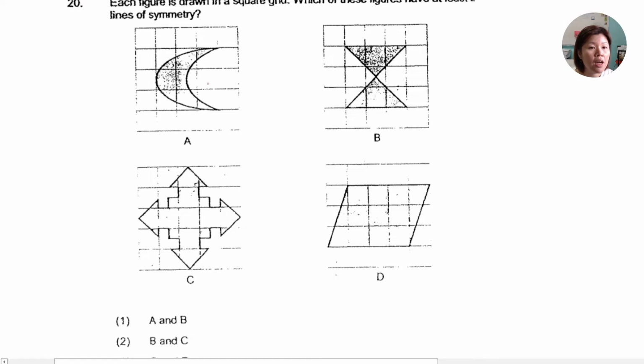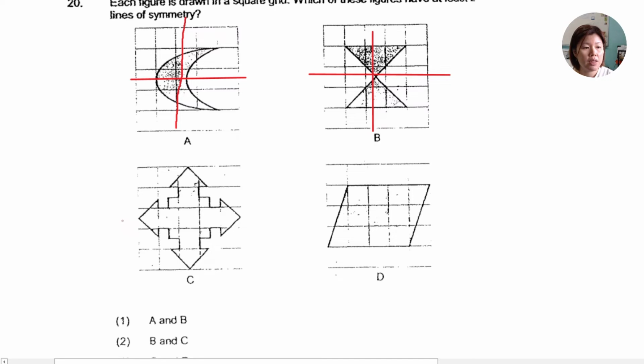Okay, so here, let's draw the line of symmetry for A. Let's see if we cut to this. Yeah, we have one line of symmetry. We cut into half. We don't. So let's try B. We can cut into half. And we can cut into half. Oh, we have two lines of symmetry.